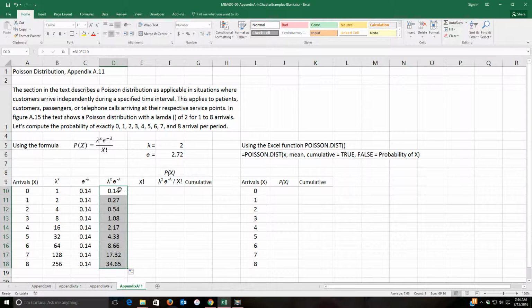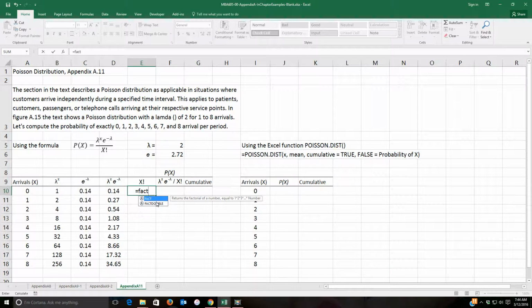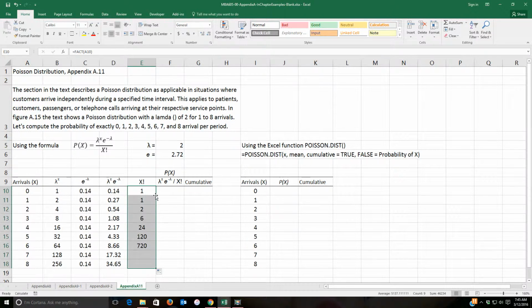Copy that down. Now we want x factorial. In Excel, we find the factorial with FACT, and then we give it the value of x that we want. And factorial for 0 is 1, and for 1 it's 1. But for 2, 3, 4, 5, and 6, for 4, for example, it's 4 times 3 times 2 times 1, and you get x factorial. Excel does that for you very quickly. It's a lot easier than trying to do it yourself.